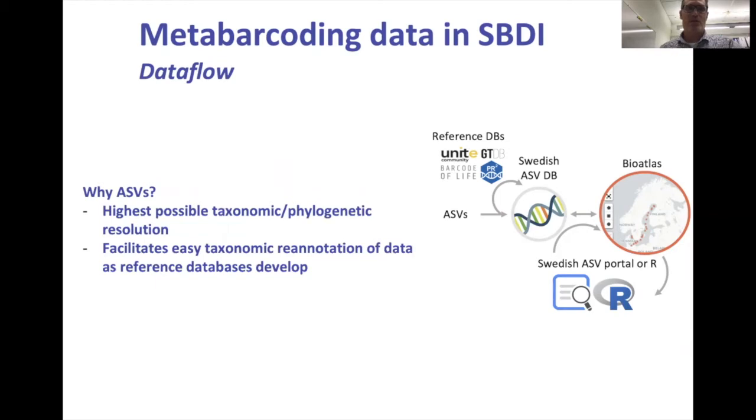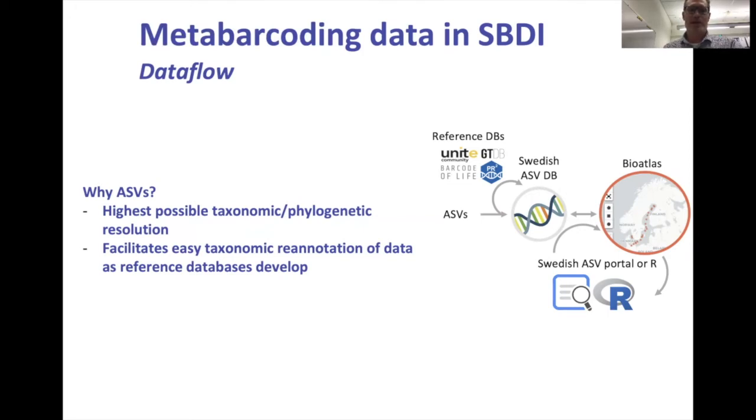And maybe you ask, why do we care about these ASVs? Why don't we just take the raw sequences and map them to reference databases and just get counts per species or taxonomic group? Well, there are some different reasons why. One is that the ASVs provide the highest possible taxonomic and phylogenetic resolution. So we may have some very interesting ASVs that display some interesting ecological patterns, even though we are not able to give them detailed taxonomic names today.